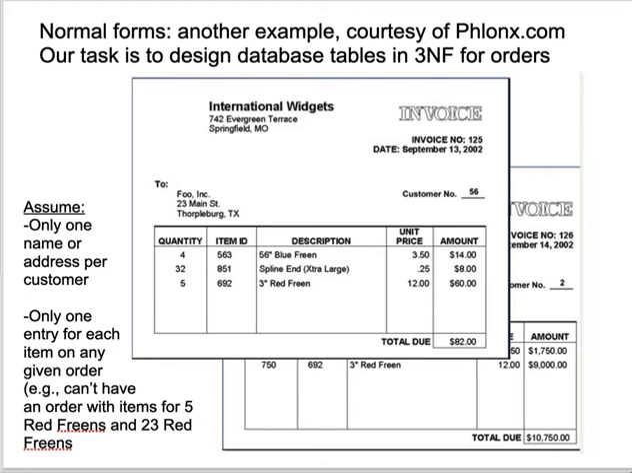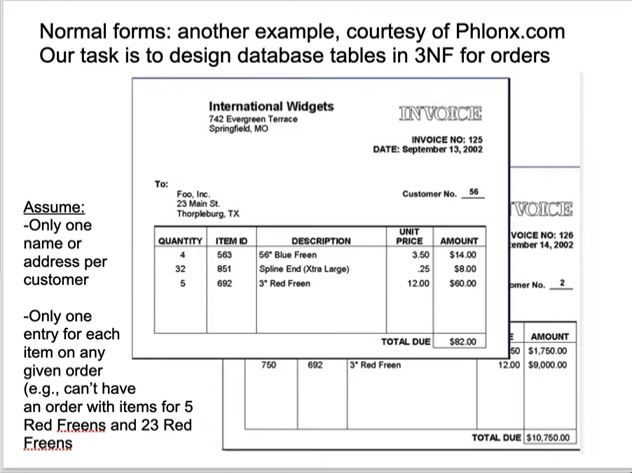Now, there's a couple of assumptions that come into any database. One, we're going to assume there's only one name or address per customer, so the customer would be Paul Bolstead at the University of Minnesota and not the University of Minnesota, because there can be multiple people that would order from the University of Minnesota.